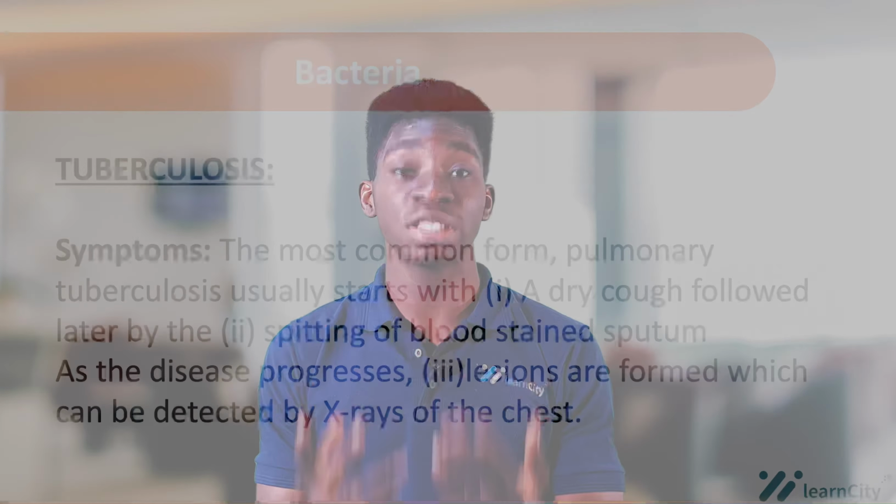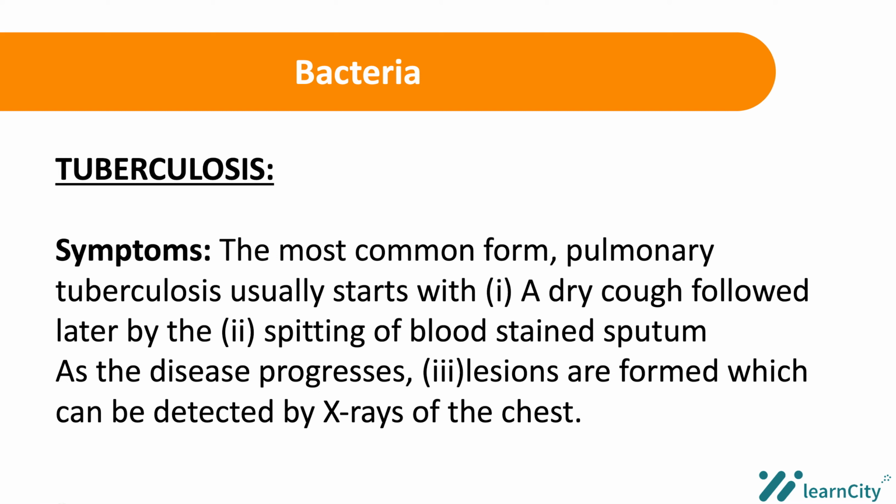Now let's go to the symptoms of tuberculosis. We have various types of tuberculosis, but the most common type, pulmonary tuberculosis, usually starts with a dry cough, followed by the spitting of blood-stained sputum. So someone infected by tuberculosis starts with a dry cough, followed by spitting of blood.